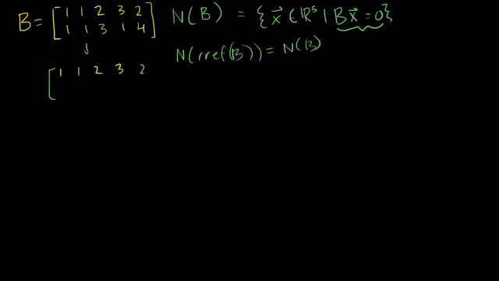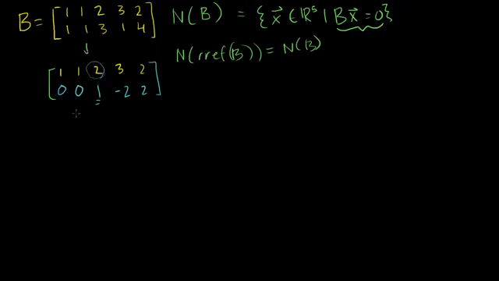And then row 2 minus row 1. 1 minus 1 is 0. 1 minus 1 is 0. 3 minus 2 is 1. 1 minus 3 is minus 2. 4 minus 2 is 2. We're almost there. Let's see. This is a free variable right here. This is a pivot variable right here. We have a 1. So let me get rid of that guy right there.